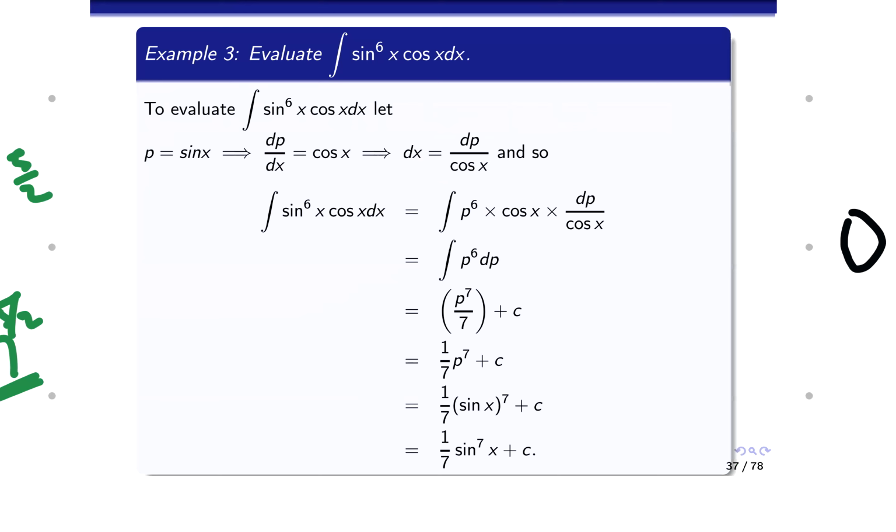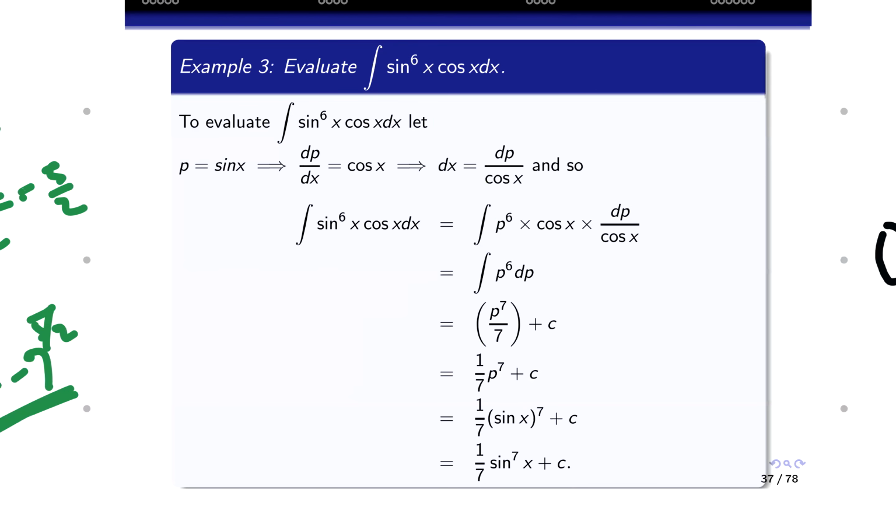Okay, so now we have to evaluate sine x raised to power 6. That means sine x times sine x in 6 places like that. Sine x times sine x times sine x times sine x times sine x times sine x. So you can say it's like sine x all raised to power 6. That's the idea of that.